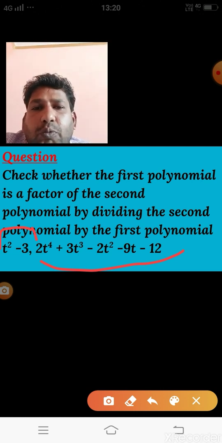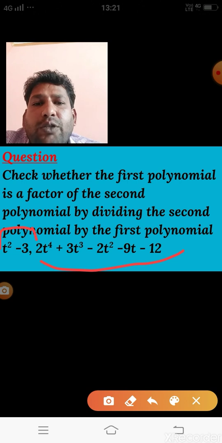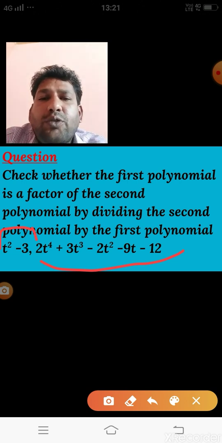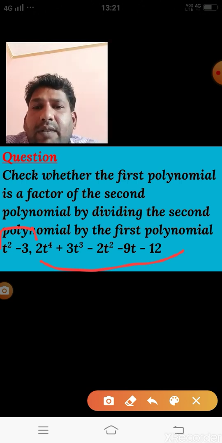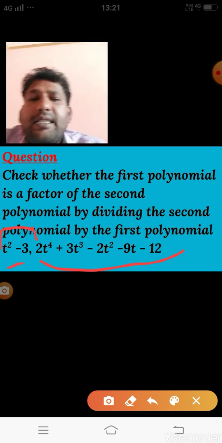Here we have the two polynomials: 2t raised to power 4 plus 3t raised to power 3 minus 2t square minus 9t minus 12, and the other one is t square minus 3.